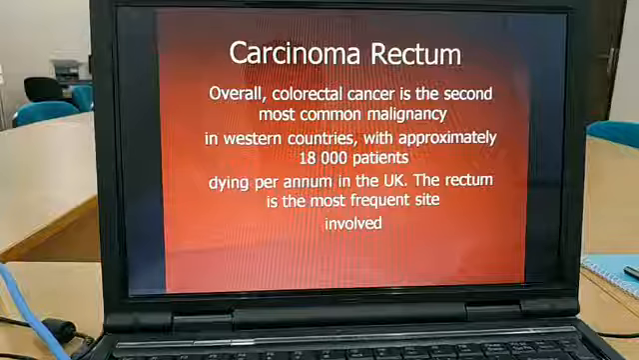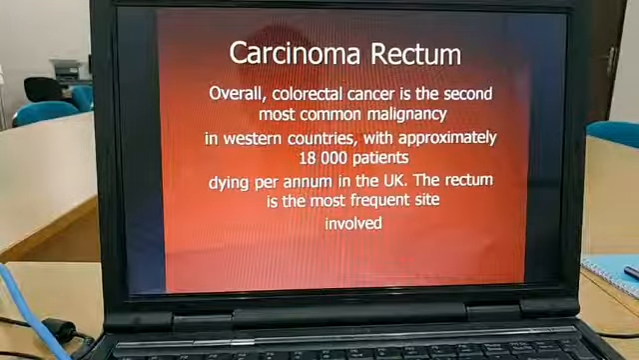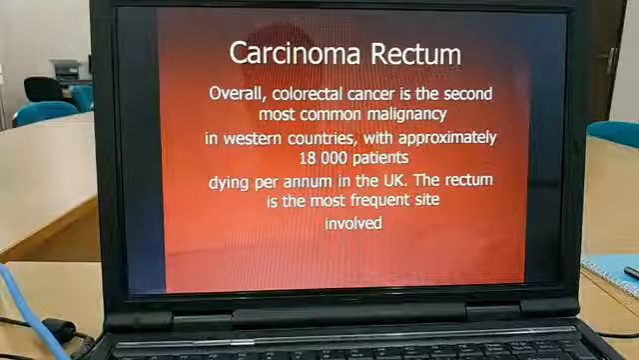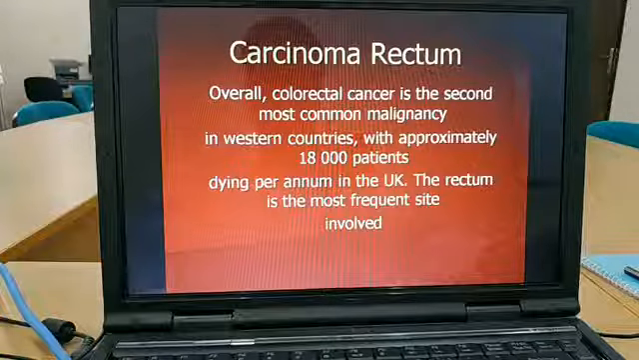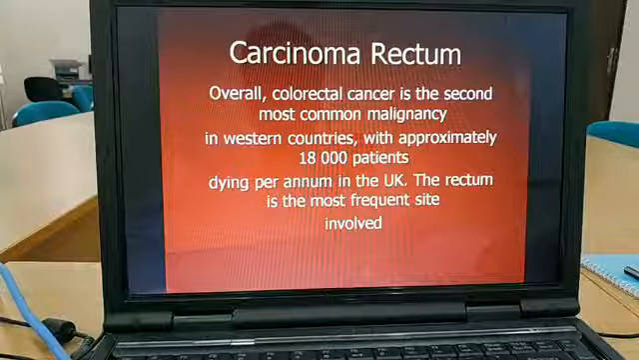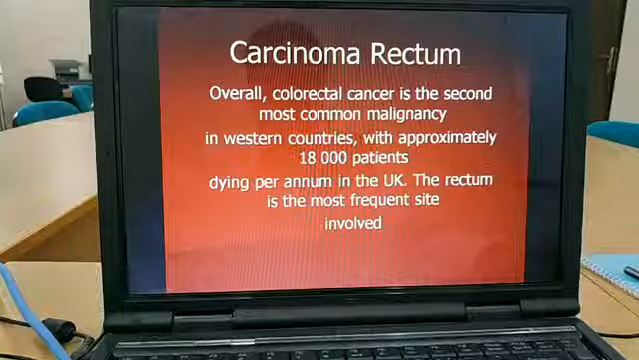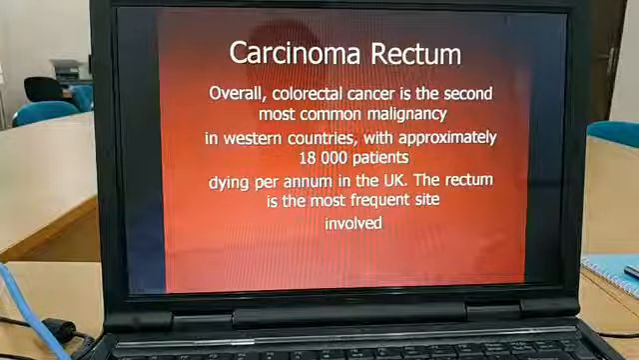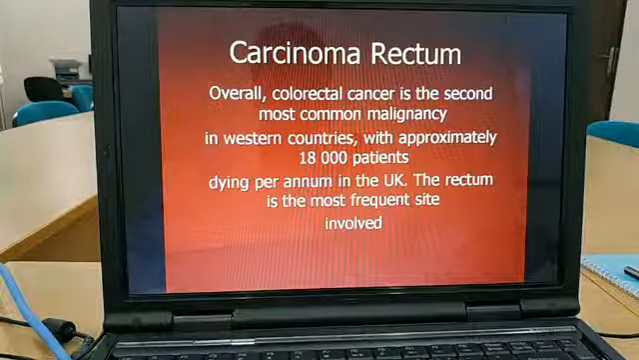Regarding carcinoma of the rectum, overall colorectal cancer is the second most common malignancy in Western countries, with approximately 18,000 patients dying per annum in the UK. And among colorectal cancers, the rectum is the most frequent site involved. So this is a very important point to be noted: amongst colorectal cancers, the rectum is the commonest site.